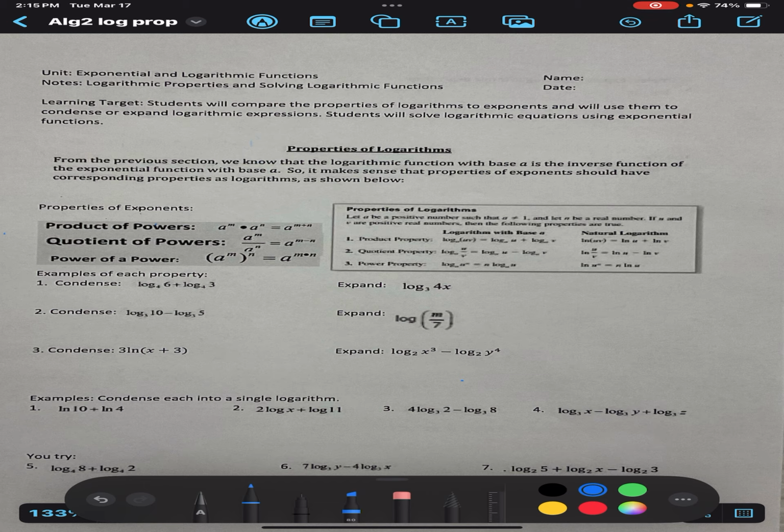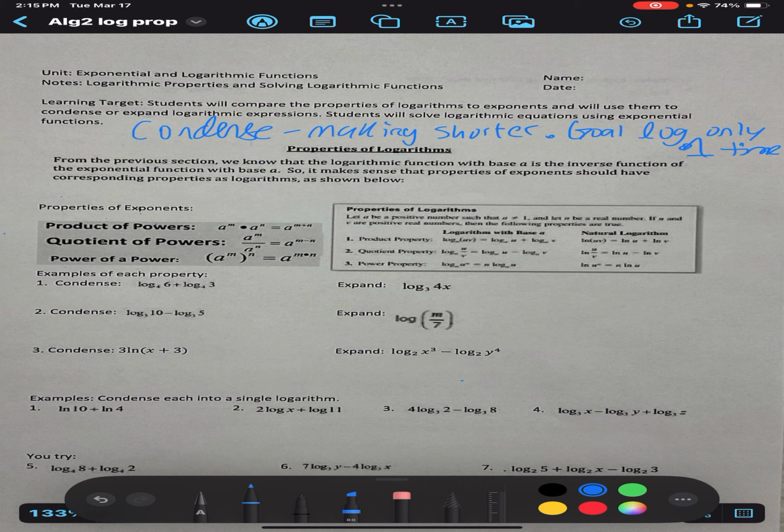Our learning target today: students will be able to compare the properties of logs to exponents and use them to condense or expand logarithmic expressions. So, important first, what does condense and expand mean? Condense is making shorter. So the end game for condensing a logarithm is to write the word log only once. One time.